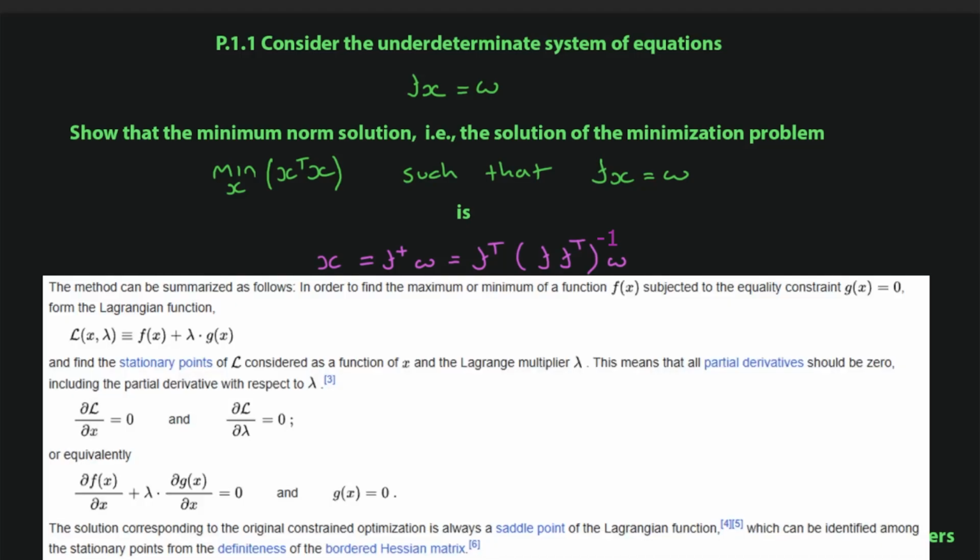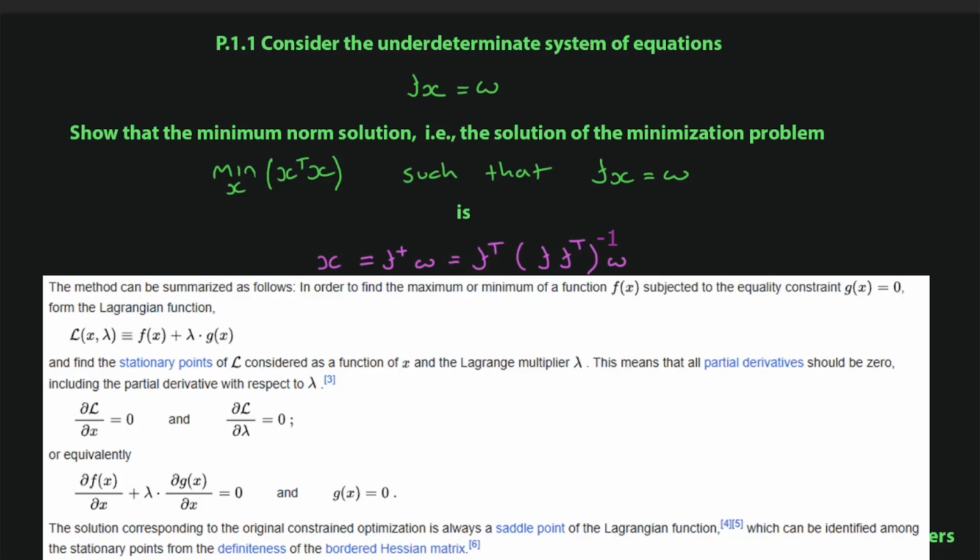Now, if we reach over to our best buddy Wikipedia, we can see that in order to find the maximum or minimum of our function f of x, which in this case is x transpose x, subject to some equality constraint, g of x, which in this case, we're going to reformulate our Jx equals w constraint, and that will be Jx minus w equals 0. We use that to form a Lagrangian function, and then we're going to solve for all the partial derivatives, and hopefully that will result in us getting x.